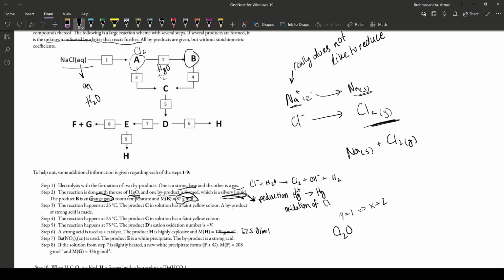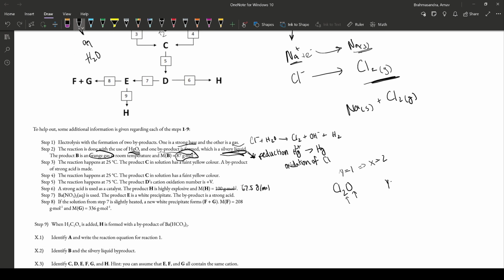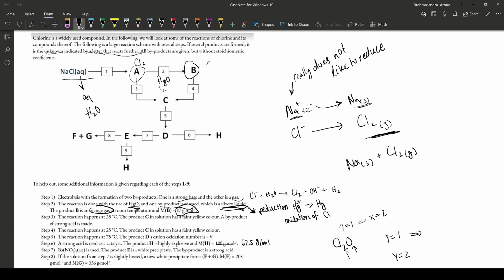If you try out different values for Y, you'll see that we don't get integer coefficients of X, and that doesn't make sense because we need an integer amount of chlorines and an integer amount of oxygens. So if you have a table where you say, okay, Y equals 1, what does this imply? Y equals 2, then you'll see that Y equals 1 is the only thing that makes sense. So B is Cl2O.